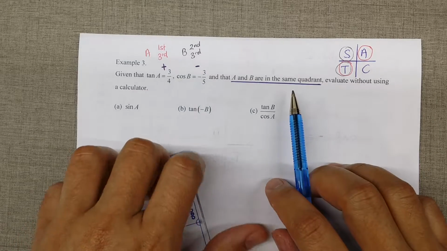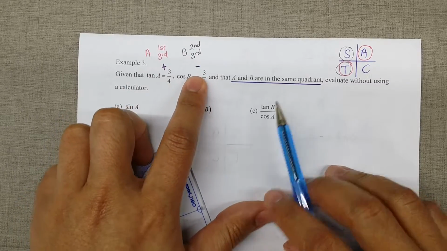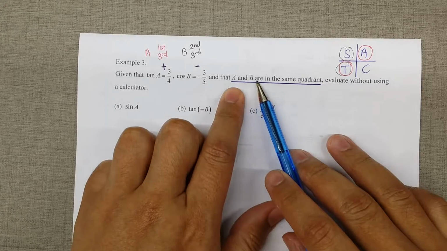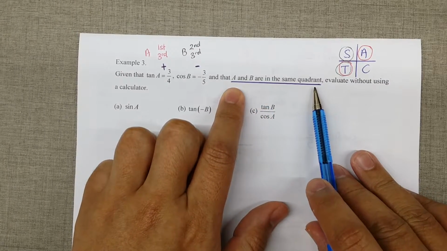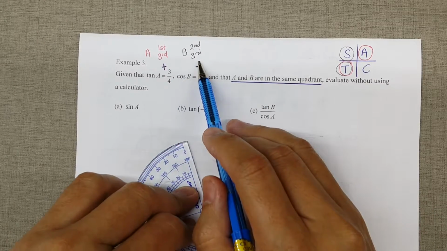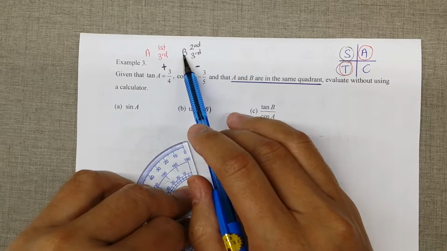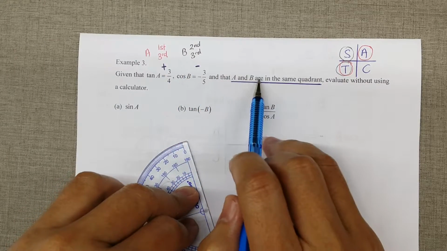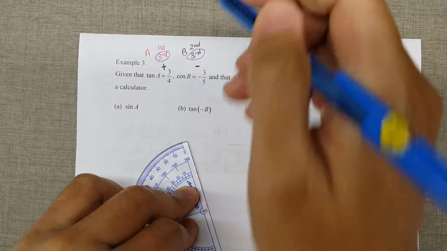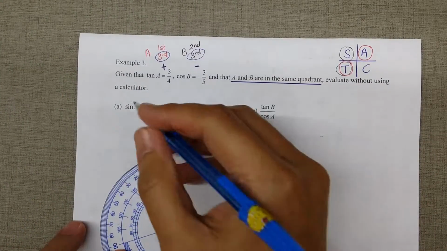So since I cannot decide, A is either first or third, B is in second or third, I don't have enough information, I continue to read. Oh, A and B are in the same quadrant. Same quadrant means it must be in the third. Does it make sense to you? A can be first or third, B can be second or third. But since A and B must be in the same quadrant, both of them must be lying in the third quadrant.